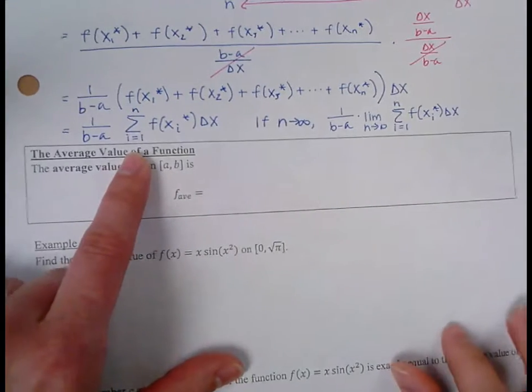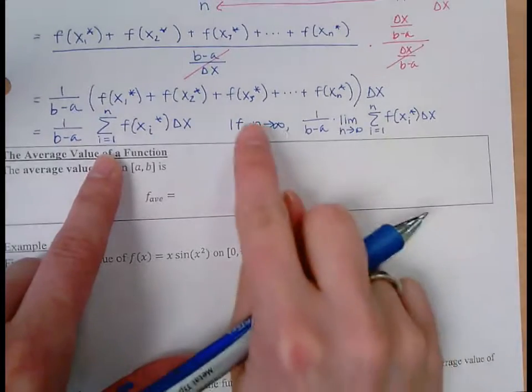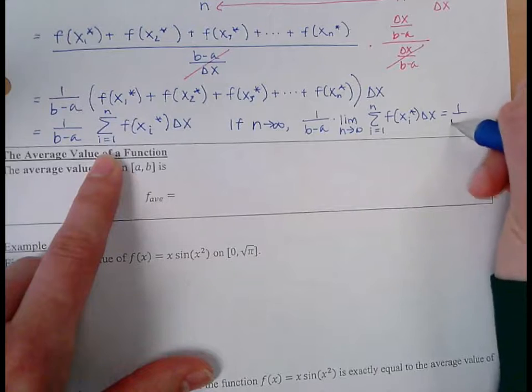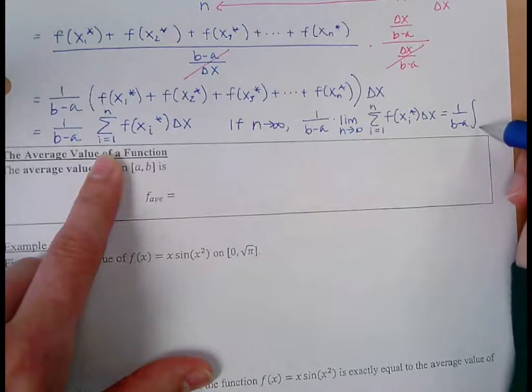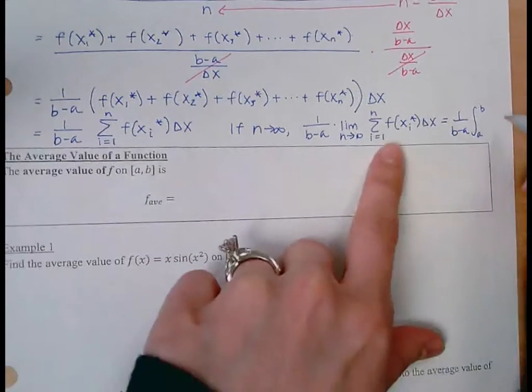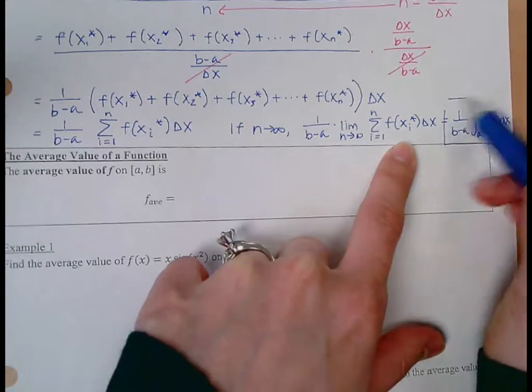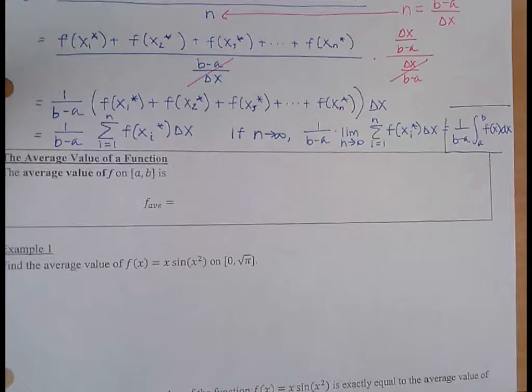But then you see why you're using an integral to even find this. The limit of a Riemann sum is an integral, so you really have 1 over b minus a times the integral from a to b of your function f of x dx. And that is then the formula you use. Anytime you're asked to find the average value of a function on a closed interval from a to b, this is what you find. You take 1 over b minus a and multiply it by the integral from a to b of your function.